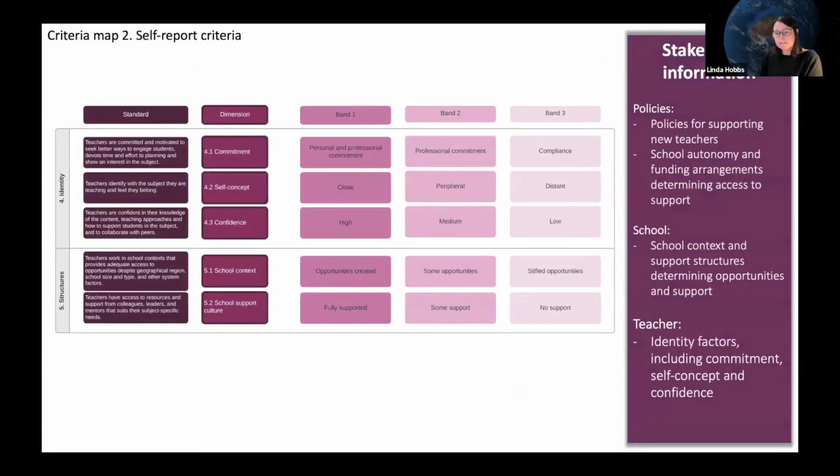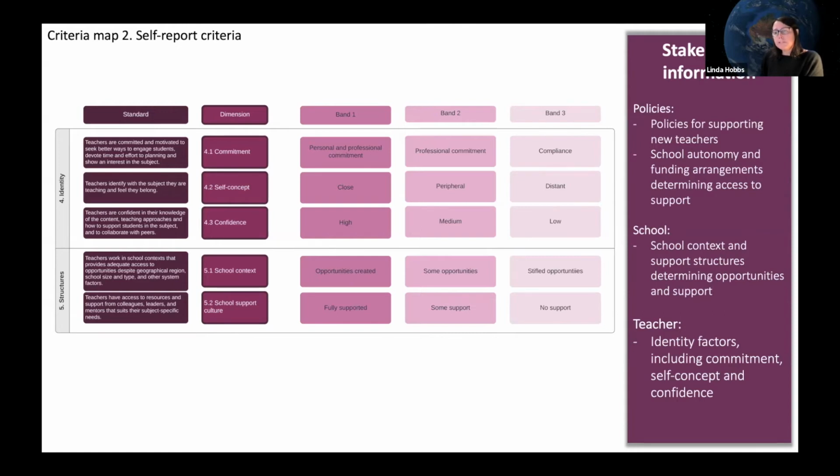Looking at the criterion map for the self-report criteria, it introduces questions around policies at the state and school level for supporting new teachers and teachers generally. But then how do these play out at the school level in determining support structures? What opportunities are available given the context, and how supported do teachers really feel? So these factors mediate whether a teacher feels out of field or not.